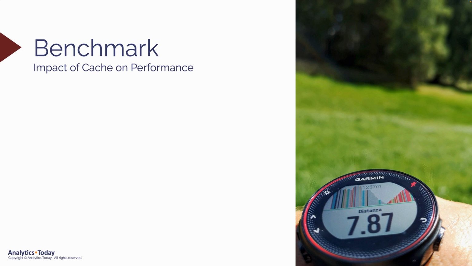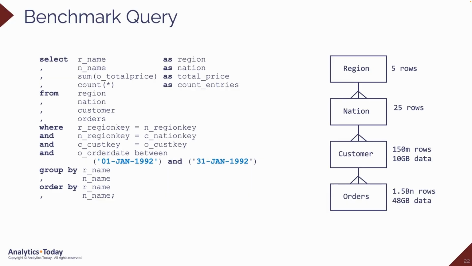I've benchmarked this to see the impact of the cache on query performance, and here's an example query. The diagram on the right illustrates what the code on the left is doing. It's joining the region table with 5 rows, nation, customer with 150 million, and the orders table holding 1.5 billion rows or 48 gigs of data. To put this in context, we're also limiting by an order date, so we're only taking a month's worth of data, so it's not actually going to process all 1.5 billion rows.